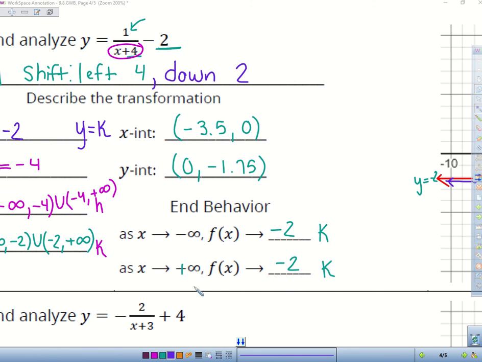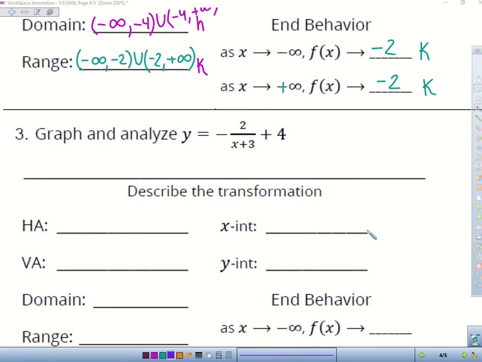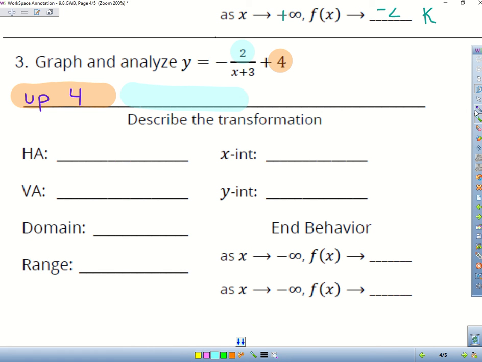Let's try another one then. So before we graph anything, I'm going to tell you that there's 4 types of things happening in this transformation. Can anybody tell me what the first one is? I can't hear you. Going up 4. Up 4. Okay. A vertical stretch of 2. Good. Vertical stretch. I think both of you said that. It goes left by 3. Yep. And a reflection. Good.